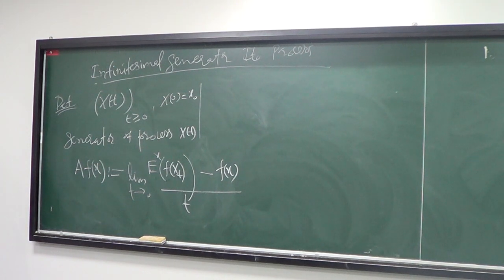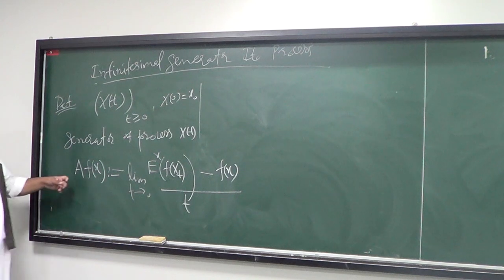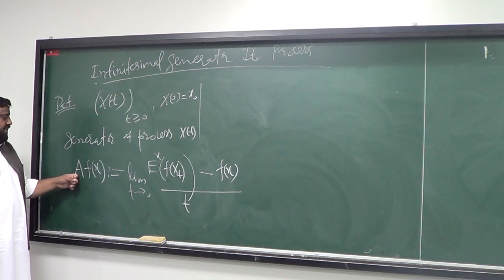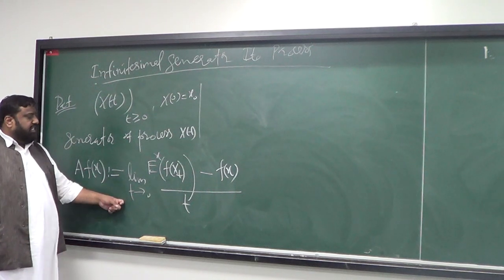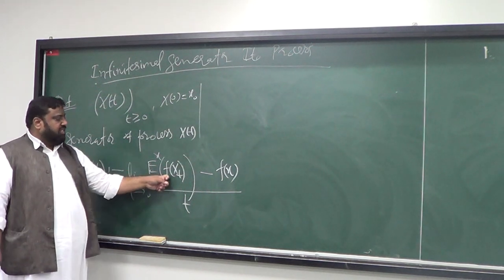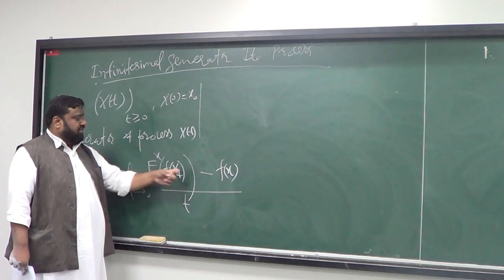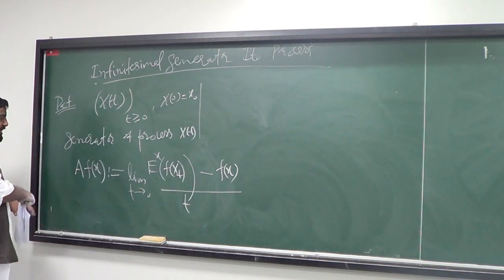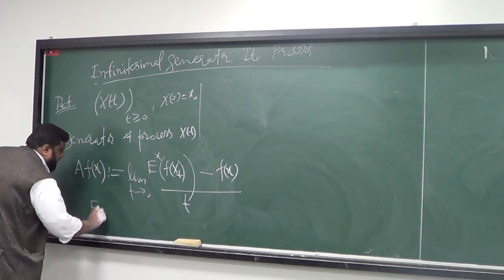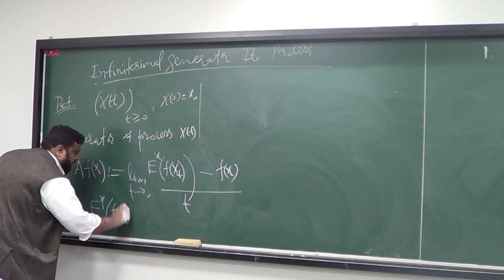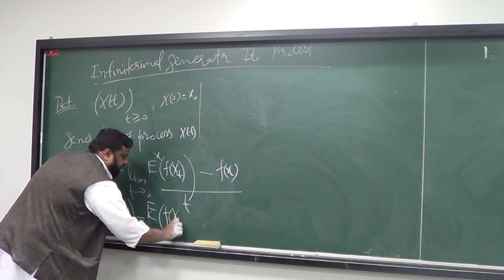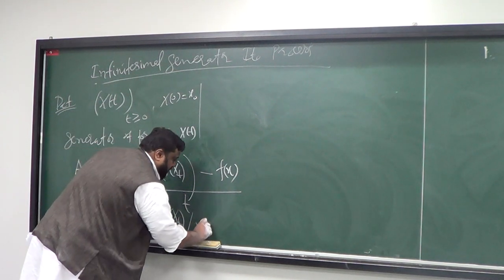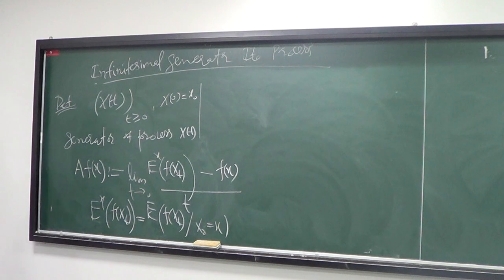So the infinitesimal generator of an Itô process is what? It's an operator A. And how do we define an operator? This operator is defined through this infinitesimal limit. And what is this limit? The conditional expectation of f of x t given that x naught was x, minus f of x, divided by t. Where I should write this E x of f of x t explicitly, that this is equal to the conditional expectation of f of x t given x naught is x. That's what it means.